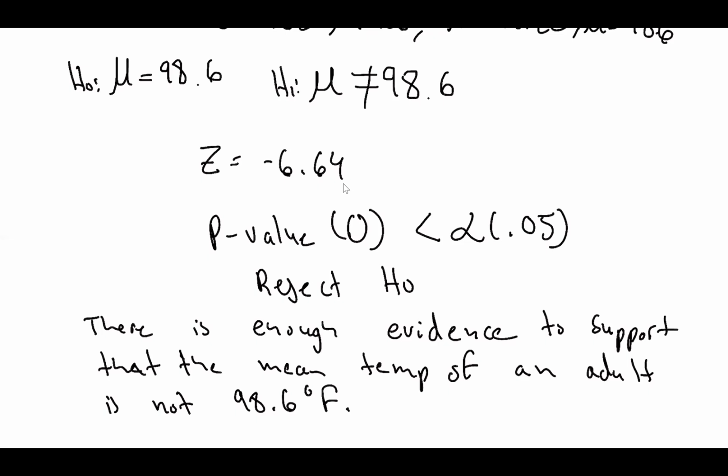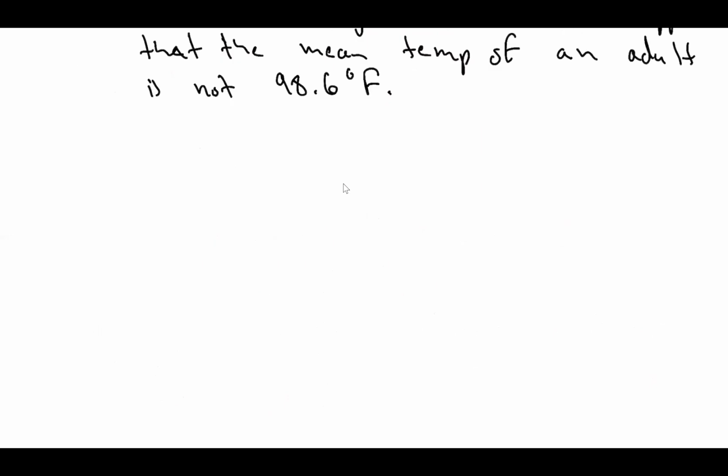So anytime they ask you to test a claim, that's what I'm expecting. I'm expecting you to do the null and alternate hypothesis. I'm expecting you to give me the z value, the p value, and tell me if you should reject or fail to reject. And lastly, tell me if there's enough evidence to support it or if there's not enough evidence. All right, that's it for that last problem. Any questions for that last problem? All right.